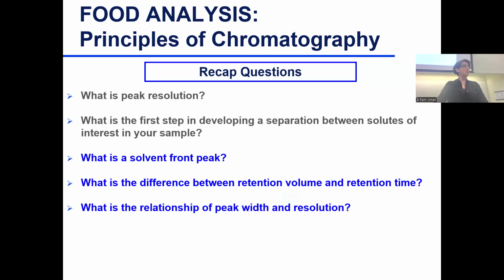It's when you put your sample in and then the solvent comes out first and it's like the giant, really tall peak, the first thing that you get. Yeah, so it is a giant peak in GC, but it's a teeny tiny peak in HPLC. Sometimes you don't even see it unless you zoom in.